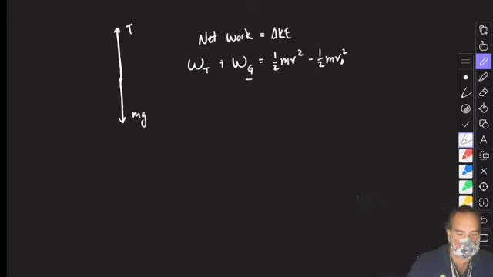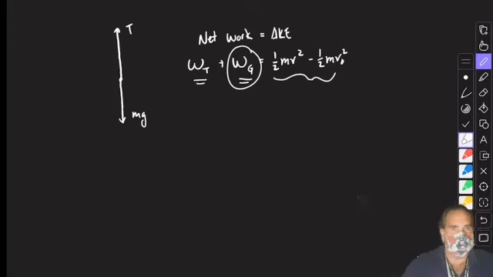I'm pretty confident that the work done by gravity is going to be negative because the girder is being pulled upwards. I don't know what the tension is, but I don't think I have to know. Once I know this part and I know all of this, I can just solve for the work done by tension here.